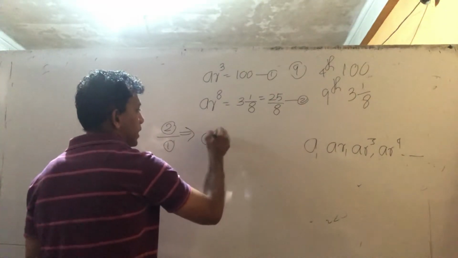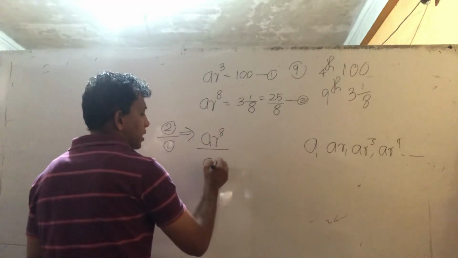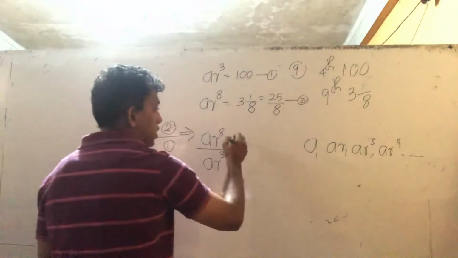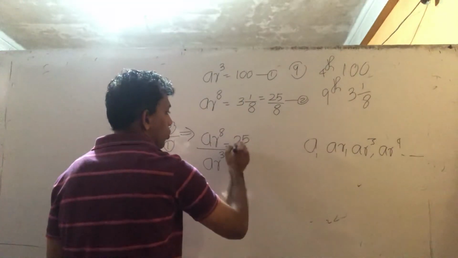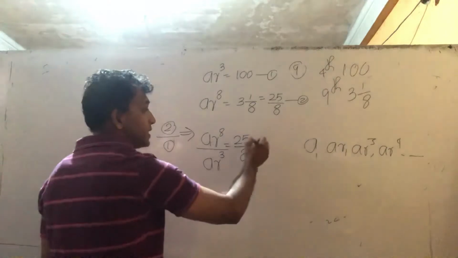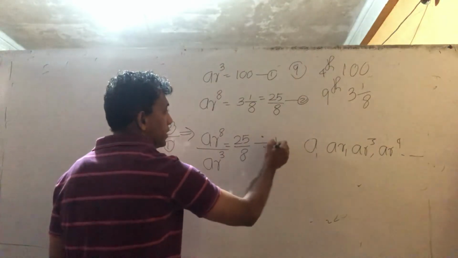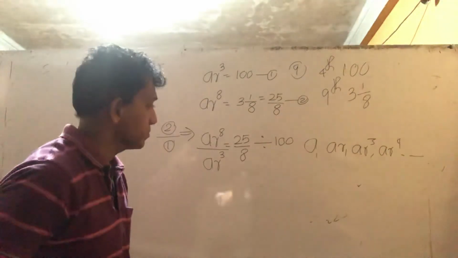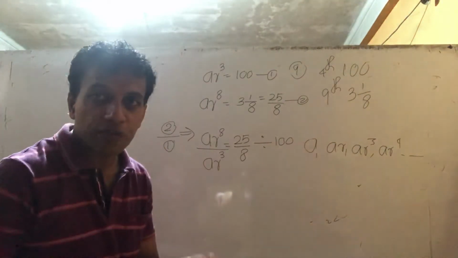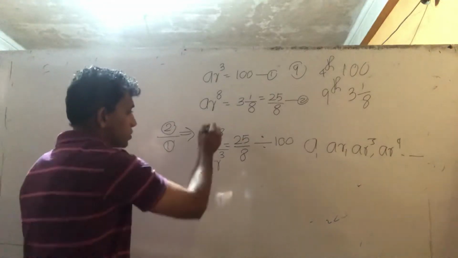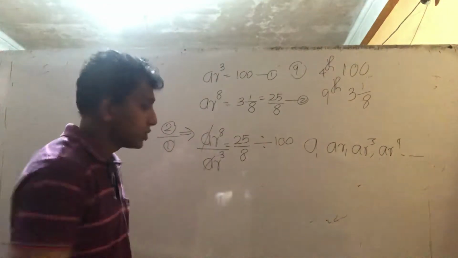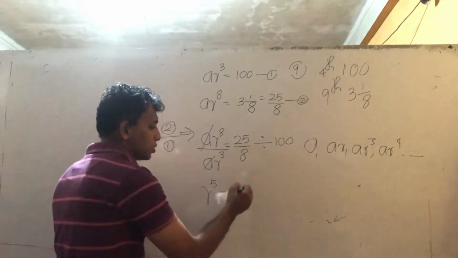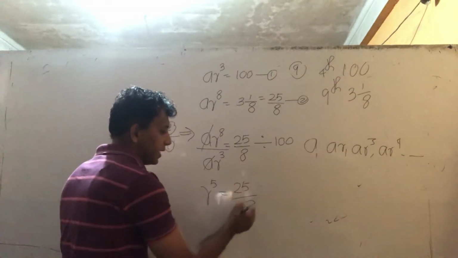AR power 8 divided by AR cube equals the second one, 25 over 8 divided by 100. But the main purpose of dividing is that A cancels. So A cancels. By the indices rules, R to the power 5 equals 25 over 8.